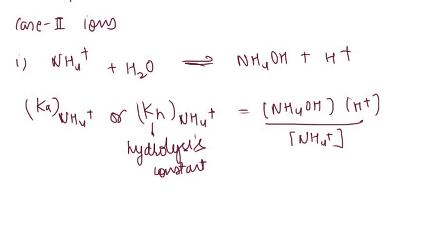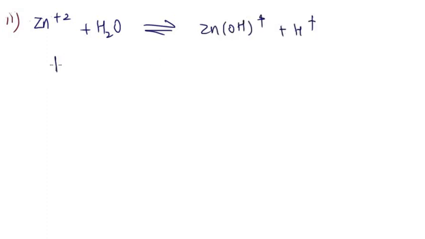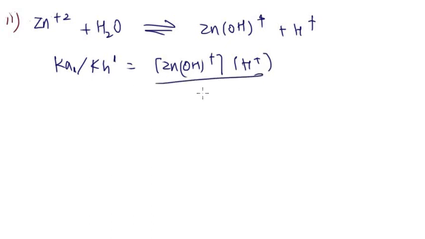But what if the cation could react with two moles of water? Second case, Zn+2. When Zn+2 reacts with water, one mole of Zn+2 reacts with one mole of water, and we have ZnOH positive and H positive. So Ka1, or we can say KH1, equals ZnOH positive multiplied by H positive divided by Zn+2. Why are we not using the water?